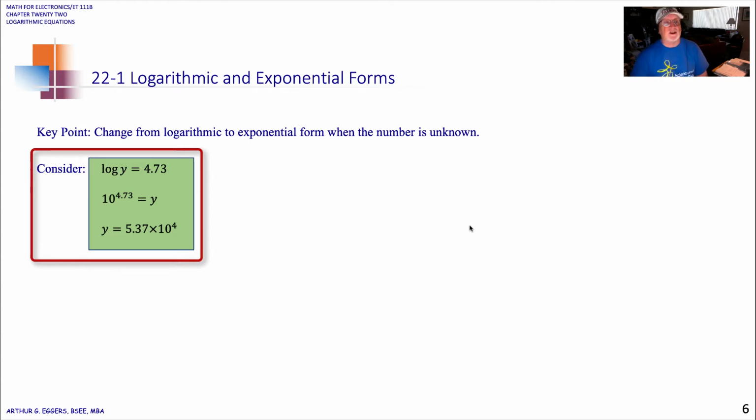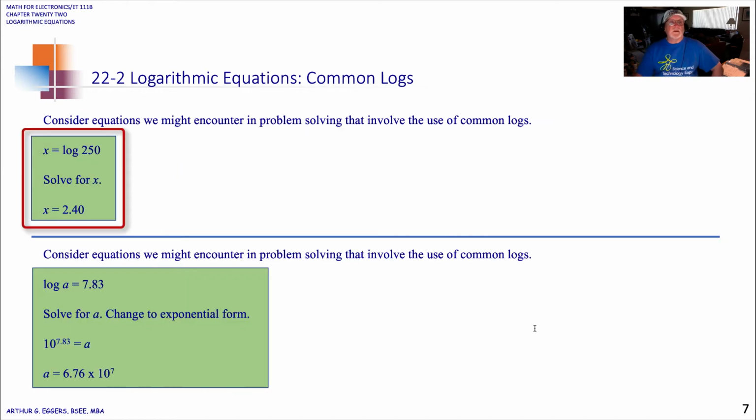In essence, what we've done is we've taken the inverse log of log, which cancels it out, so we're left with y. So y equals 10 to the 4.73, and now when I run that value through my calculator, I can then solve for y, 5.37 times 10 to the fourth. It's a pretty simple operation. If you haven't done it before or it's been a while, just doing it a few times, you'll get used to going back and forth between logarithmic form and the exponential form.